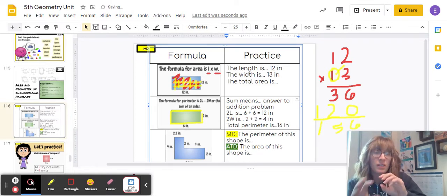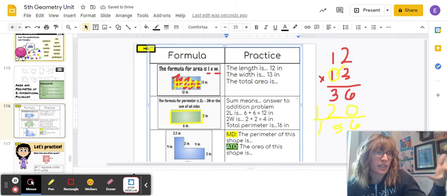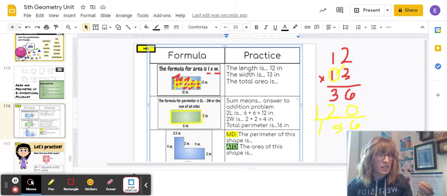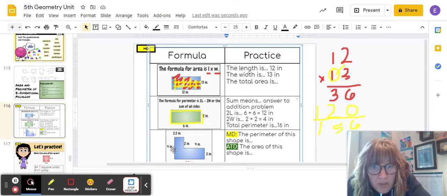is 16 inches. And these are not squared. They're just inches. You didn't multiply anything together in order to get that dimension. It's just a single dimension. You're just having a length and a width and a length and a width and adding them up. The perimeter of this shape.